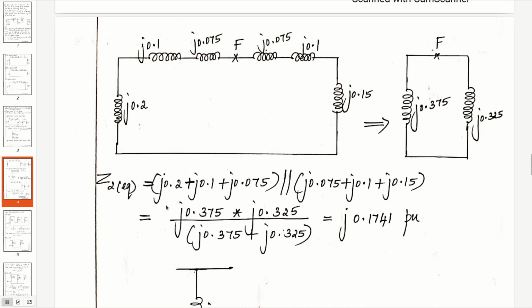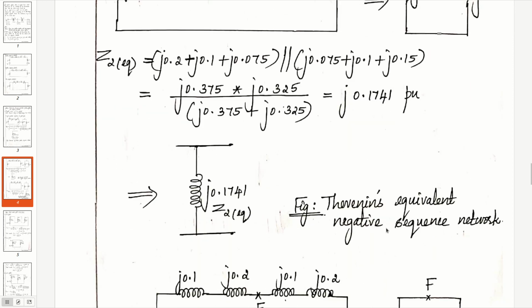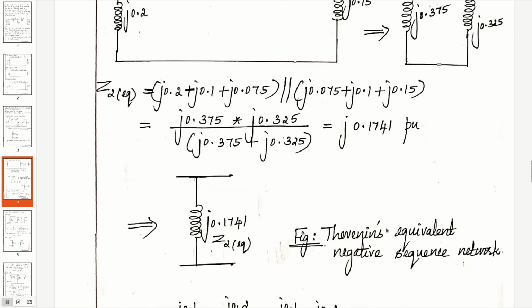So when you calculate, the Thevenin's equivalent negative sequence impedance Z2 will be J0.1741 per unit. So with this equivalent impedance, we draw the negative sequence network. So this is the Thevenin's equivalent negative sequence network with Z2 equivalent.